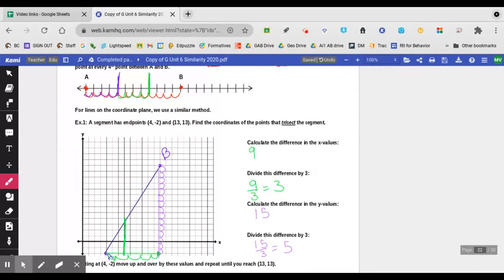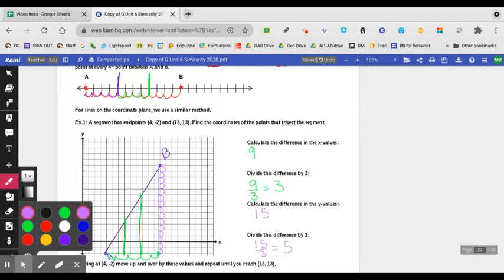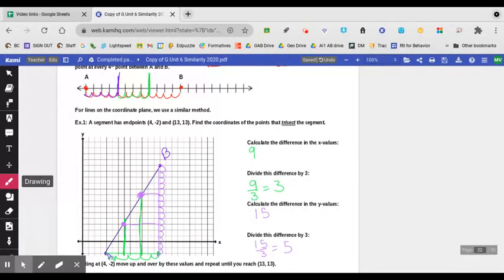Then 1, 2, 3. And then from the vertical, I'm going to go 5. So I start down where A starts because I always start on the left point. And I go up 1, 2, 3, 4, 5. I can see that my green and the red intersect at that point right there. Then I go up 5 more. 1, 2, 3, 4, 5. And I can see they intersect at that point right there. So those 2 points are the points that trisect this line.